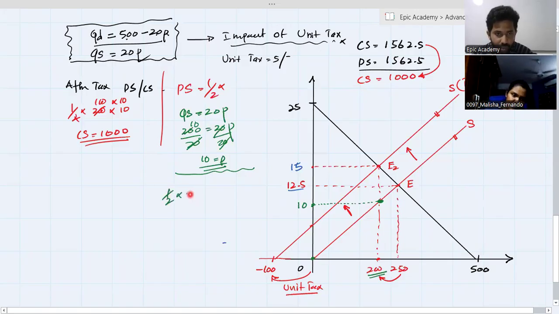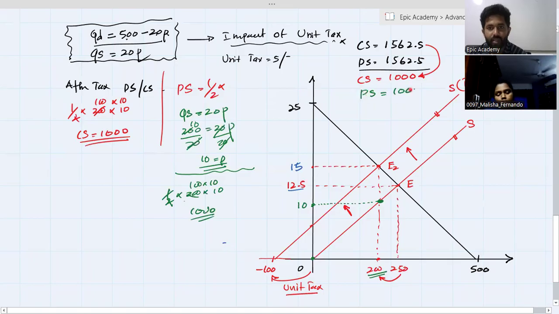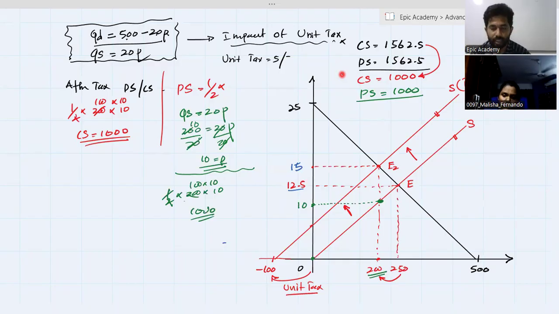Okay, the length value is 200. This value is just 10. 200 multiplied by 10, it is just 1000. Similar effect, 1000. In here, you can identify another thing. Because of this tax, producers lost their surplus by 562.5. Similarly, it happened to the consumers also.